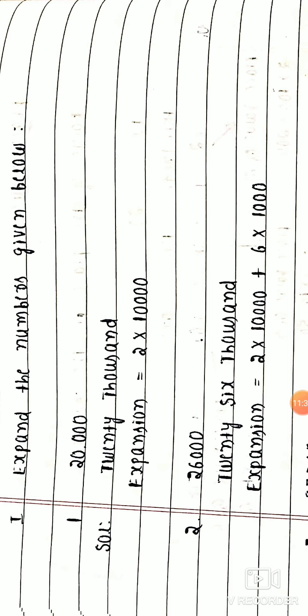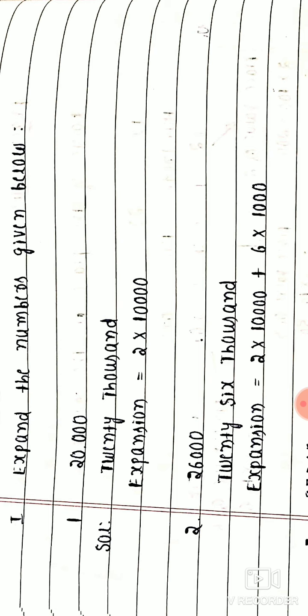Let us do some problems. First one, expand the numbers given below. Here some numbers are given. You have to expand these numbers. First one, 20,000. So 20,000 is given. You have to expand the given number with the place value chart or place value. By using place value, we can expand the numbers which are given below.